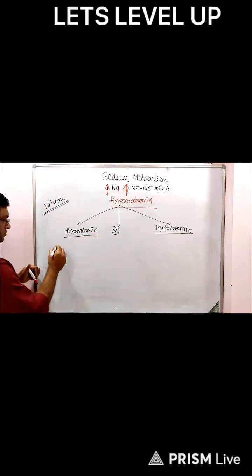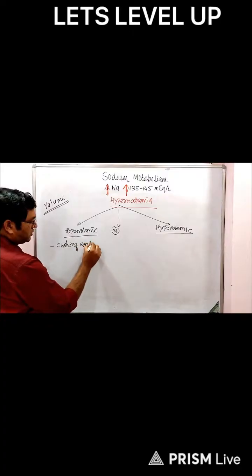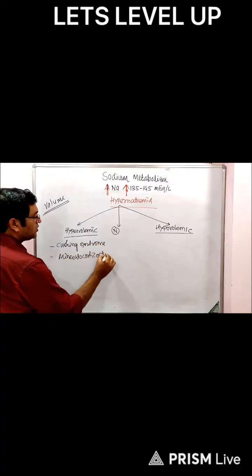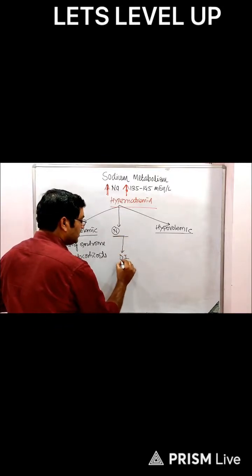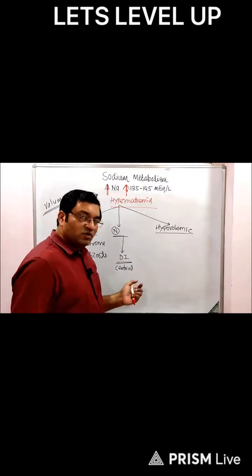The main causes include Cushing syndrome and mineralocorticoids. These are the causes for increase in the serum sodium level. Then normal volume includes diabetes insipidus, either central or nephrogenic. So it includes diabetes insipidus.